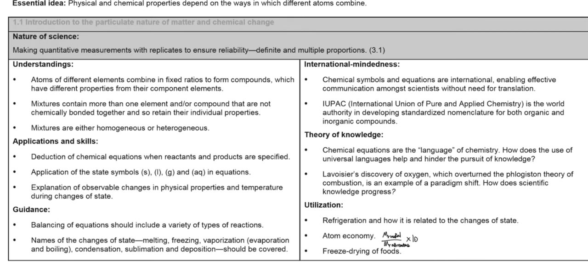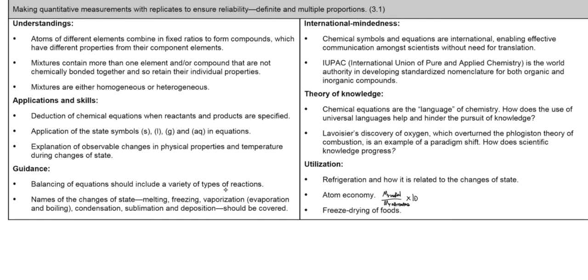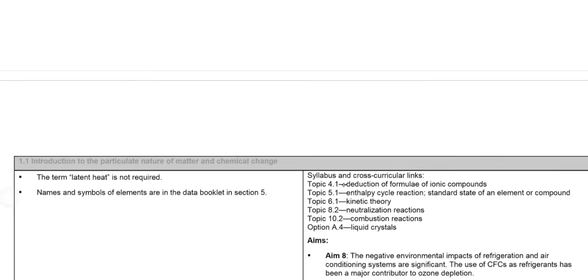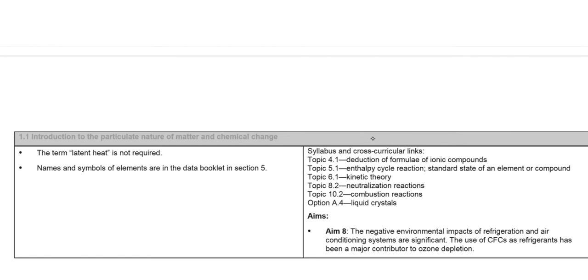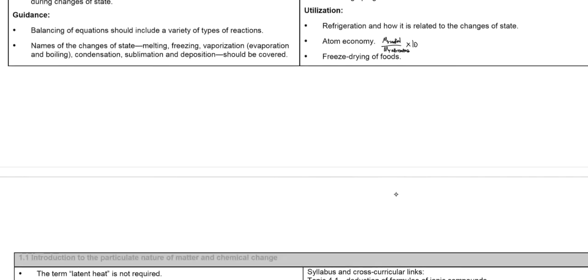I'm going to be using this syllabus guide, that's the official IB syllabus guide, and I'm going to be going through it and explaining mainly the understandings. I won't be covering international mindedness because you're probably not going to be assessed on that, and if you're watching this video, you're probably in a hurry to do an exam, so I'm not going to waste your time with this stuff. Also, theory of knowledge, I'm not going to be linking to that at all. In terms of guidance, I will go over that. Utilization, yes, I will. And syllabus crosslinks, I won't go through that. Aims, I'll go through slightly.